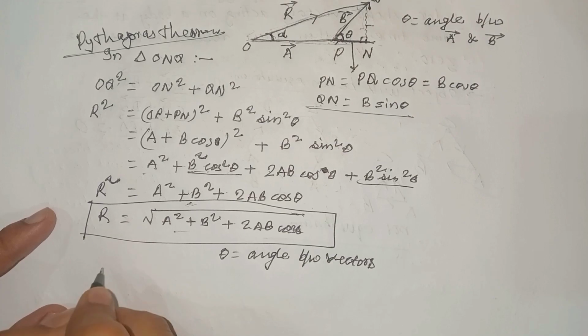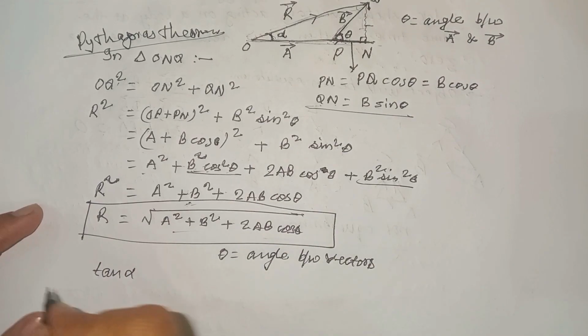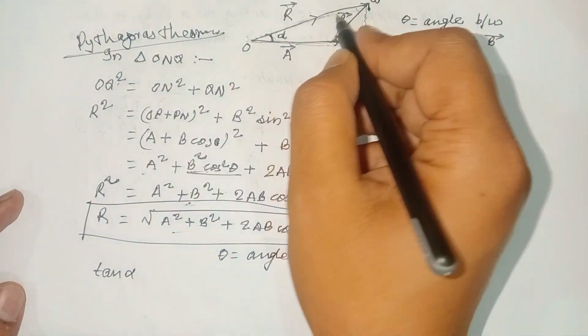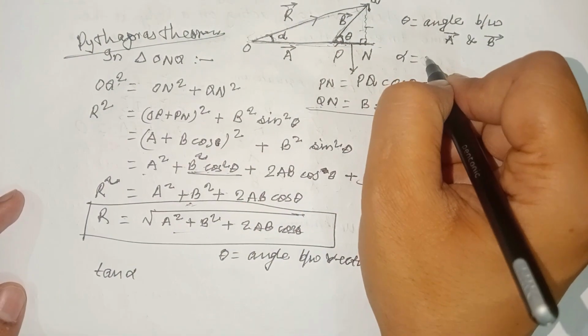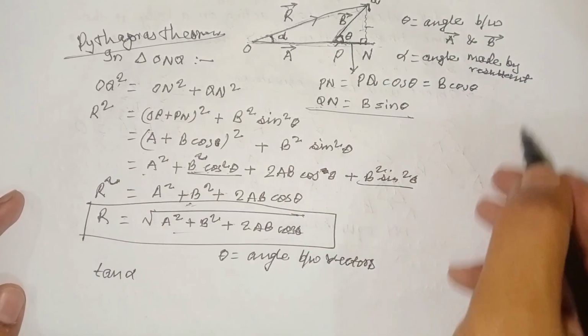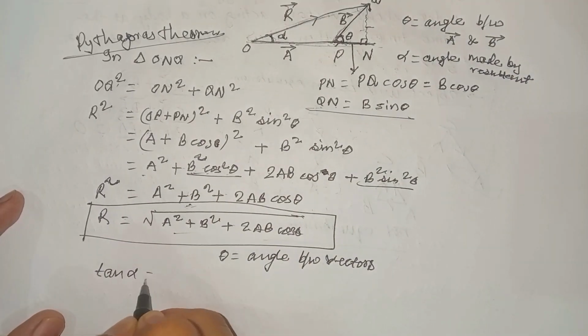We will simply find out tan alpha. Alpha is what? Write it down here. This alpha is the angle made by the resultant. Okay. Tan alpha will be what?